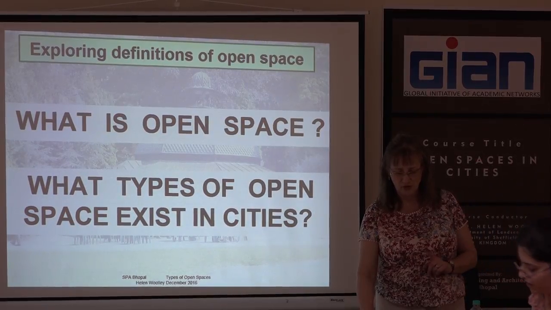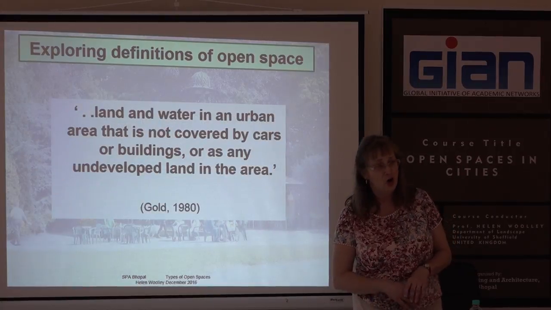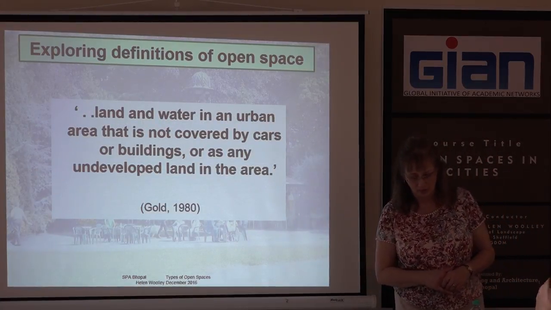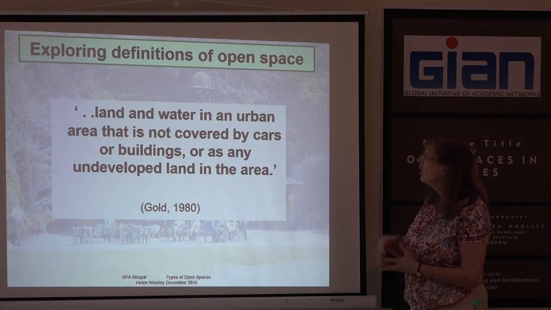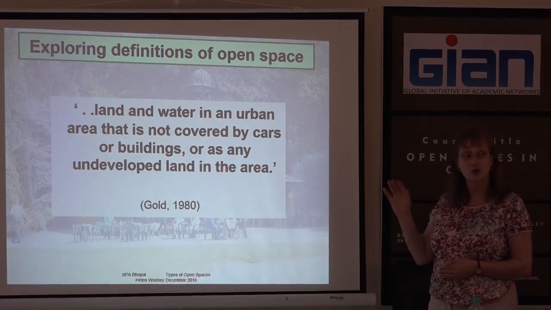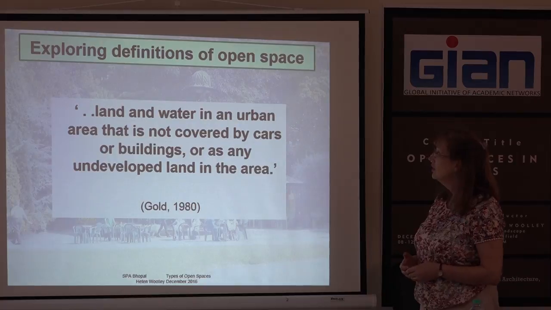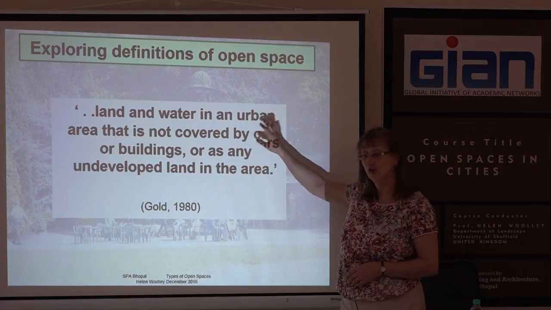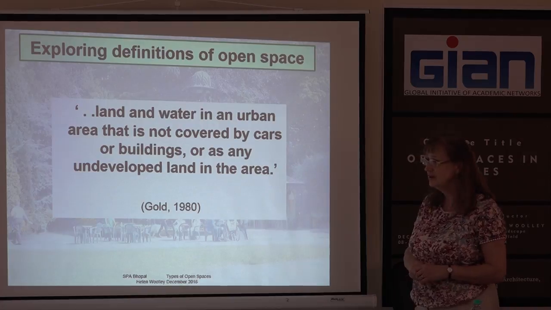So we'll first look at what is open space before we look at the types of them. And there are a whole range of people over the years who have discussed what open spaces are. So somebody called Gold was talking about open spaces, land and water. So that's interesting because we might not necessarily think of that. In an urban area, so only urban, not in a rural area, that's not covered by cars or buildings or has any undeveloped land in the area.